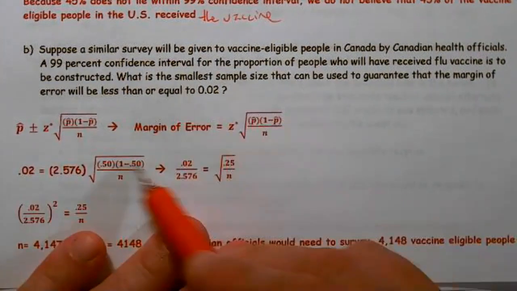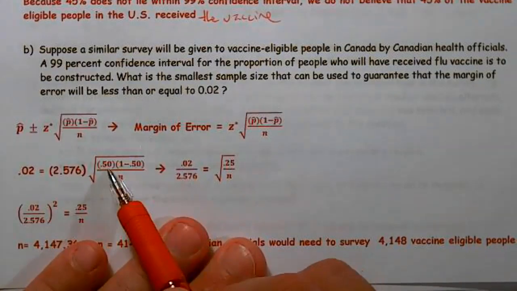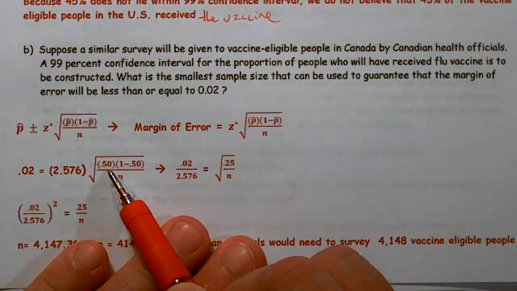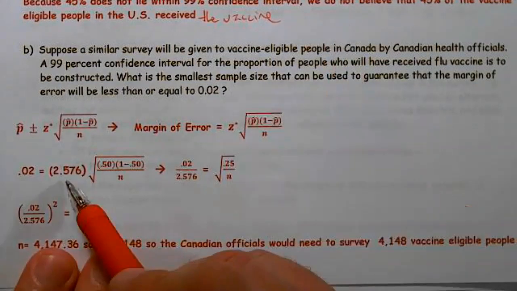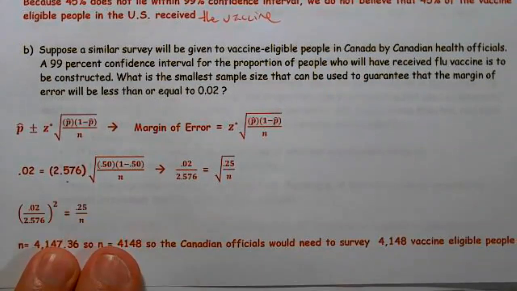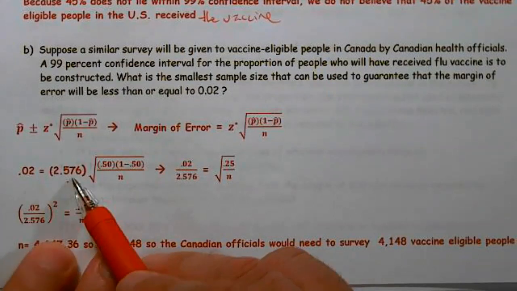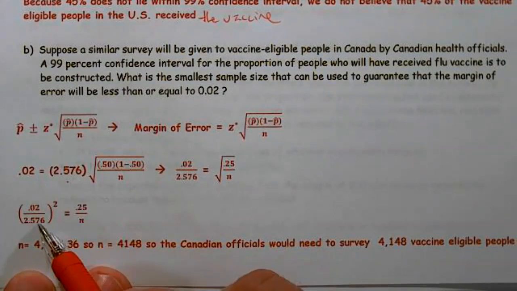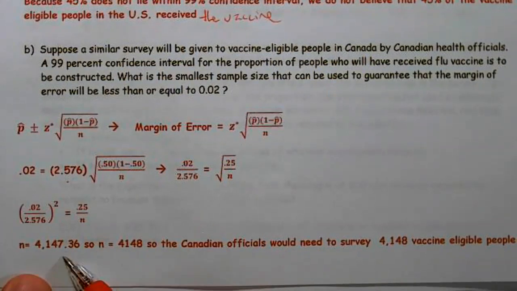So if I don't know, I have to start with the worst case scenario. And the worst case scenario is the one that gives me the biggest variance. And the biggest variance is going to be based on 0.5. So 0.5 times 1 minus 0.5. The 99% that we calculated before is still the same, so I'm not going to go back and do that work. So I divide both sides by 2.576. I square it, and ultimately I end up getting 4,147.36.